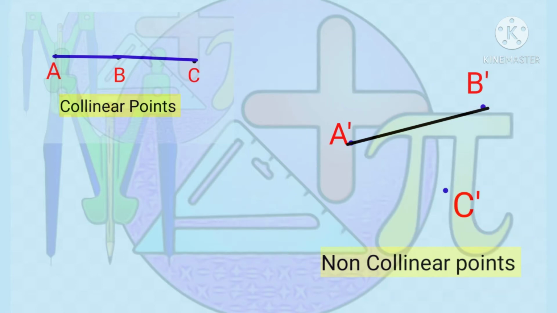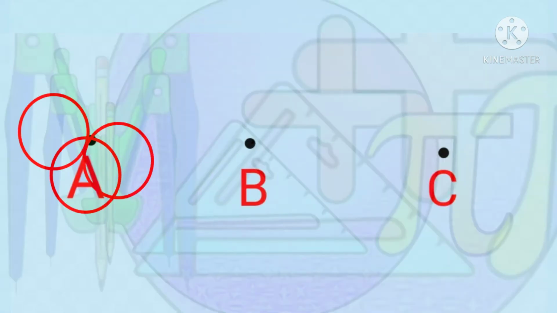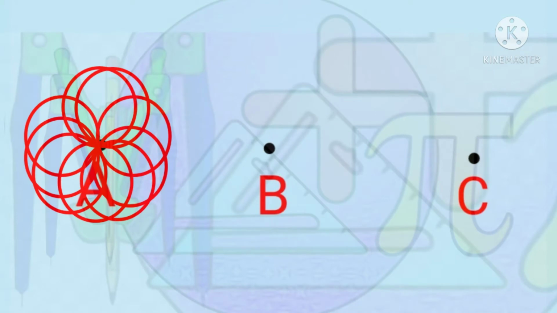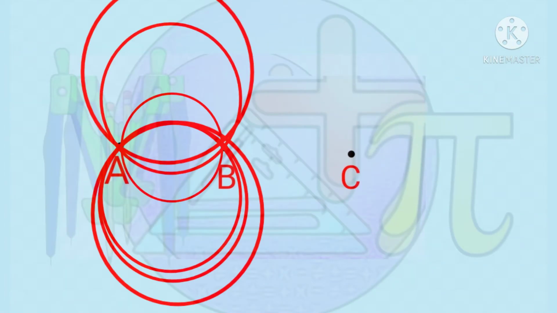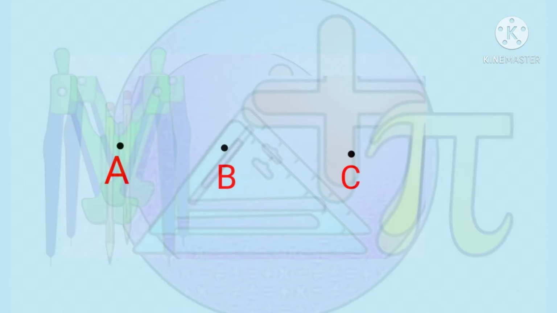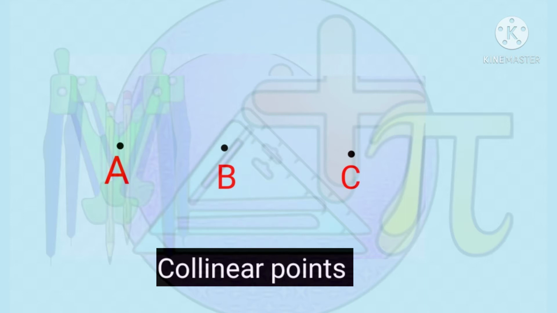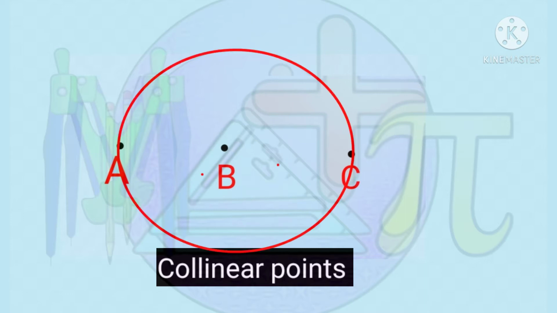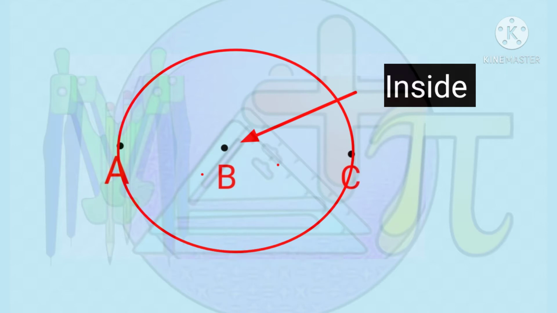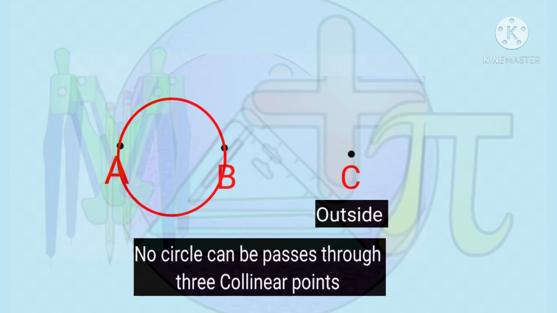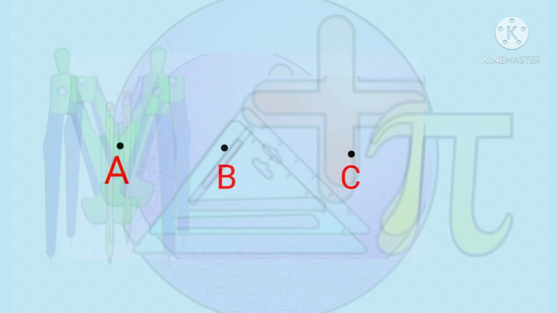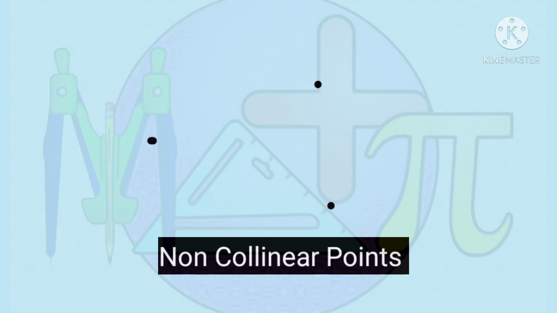Now let's check how many circles can pass through a single point. There are infinite circles that can pass through a single point. Now let's check for 2 points. There are also infinite circles that can pass through 2 points. Now it's turn to check for 3 collinear points. If I try to make a circle, one point is left inside the circle, and in the other way a point is left outside the circle. Now let's check for non-collinear points. As we are talking about non-collinear points, let's move towards our theorem.